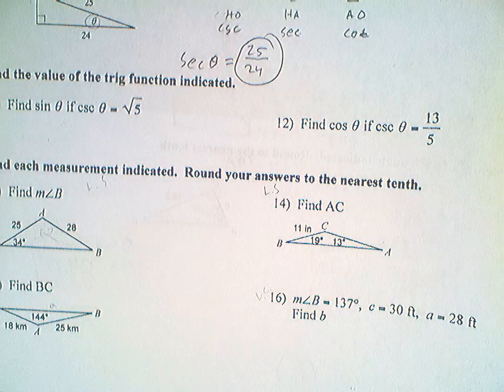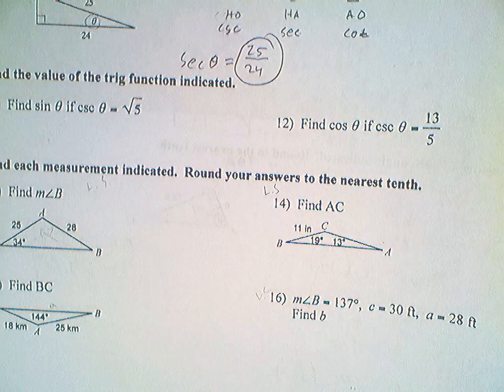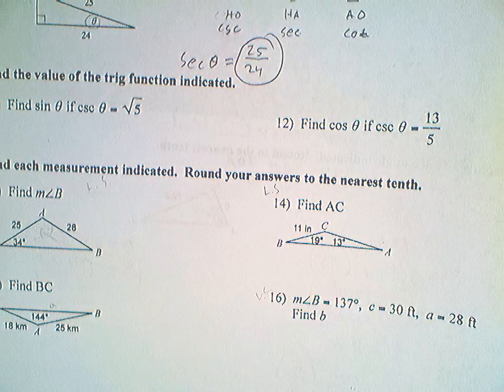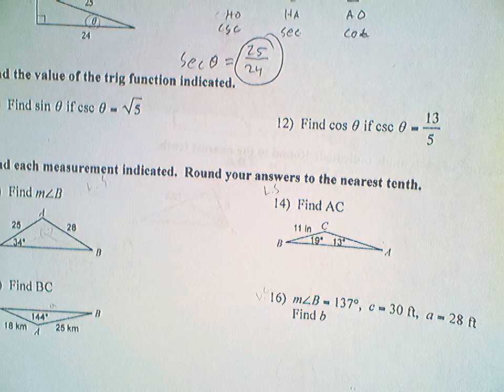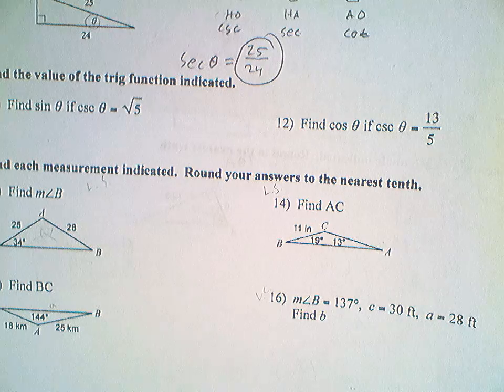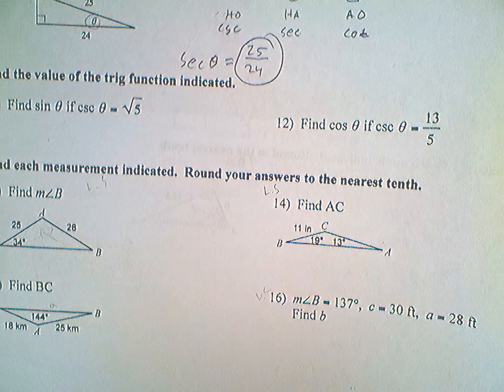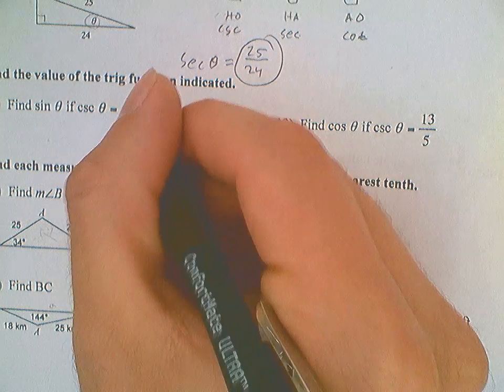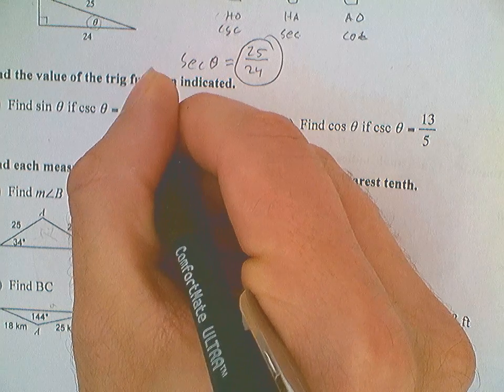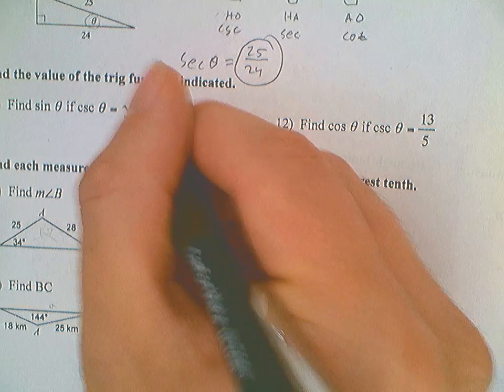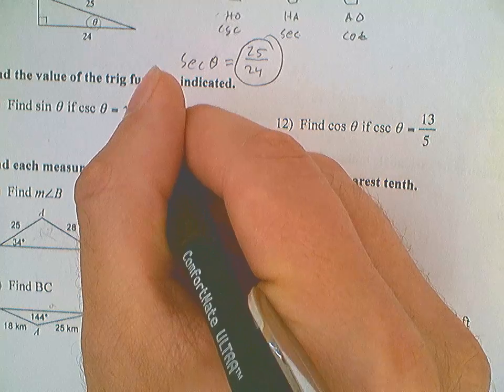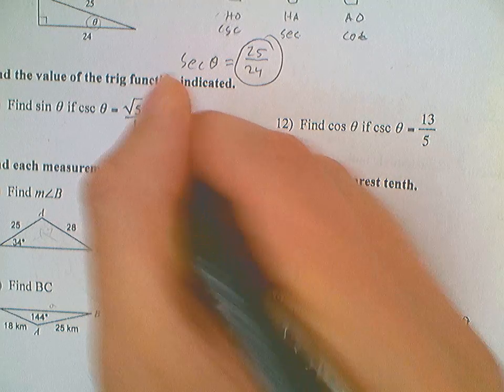Number 11, we're asked to find the sine of theta if the cosecant of theta is square root of 5. So all of these trig definitions are written in terms of ratios. One thing I'm going to do to help me work with this one is write square root of 5 as square root of 5 over 1.